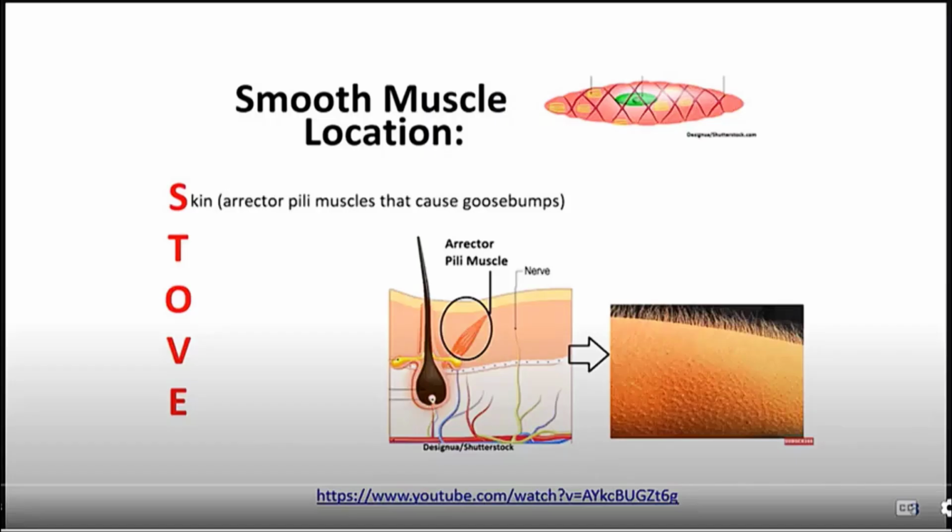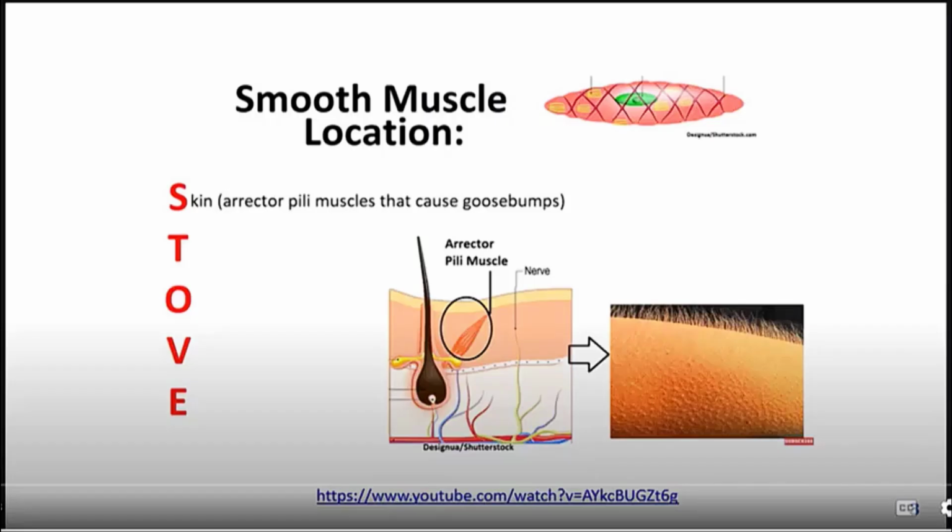Okay. Now, these smooth muscles, they are also organized into sheets, but they are going to be completely different from the organization that you had in your skeletal muscle. So these slides I took from this video that I found to be very helpful, especially on this mnemonics on how we're going to remember where to find the smooth muscles.